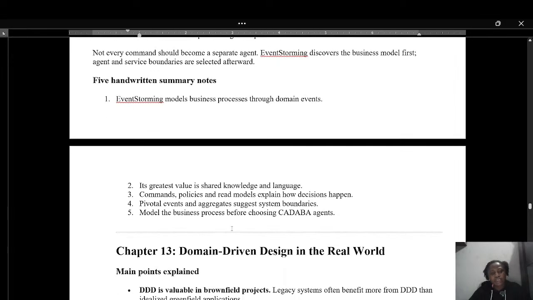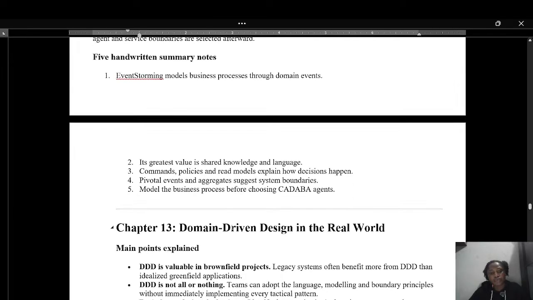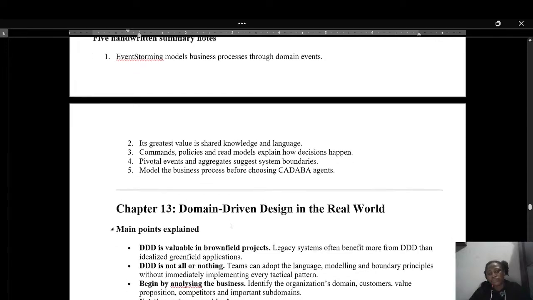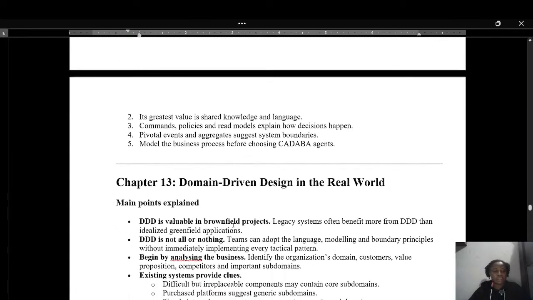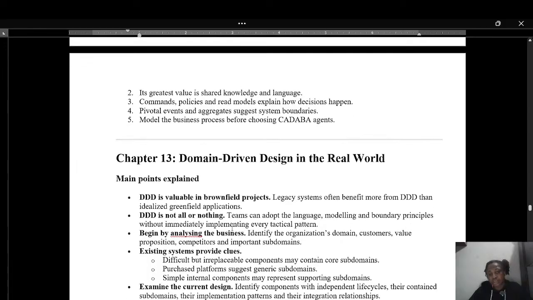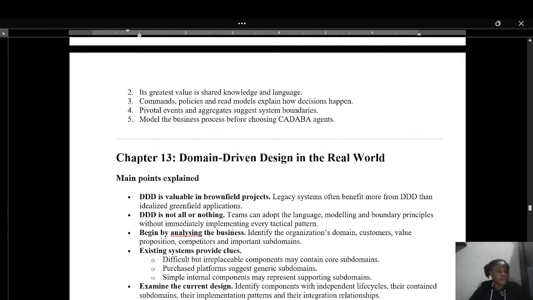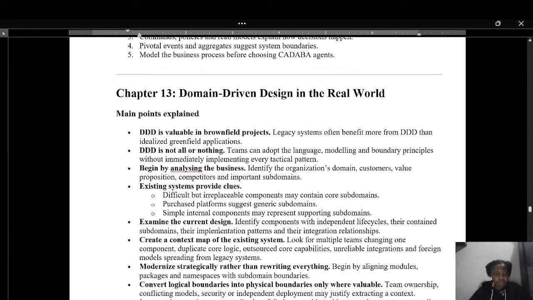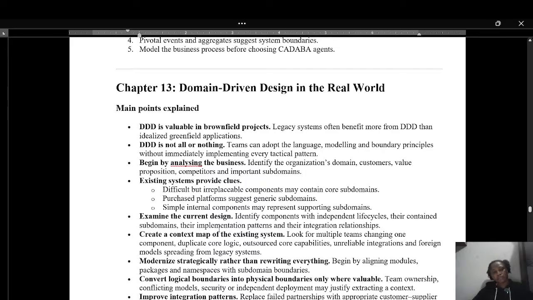So its greatest value is shared knowledge and language. Commands, policies, and read models explain how decisions happen. Pivotal events and aggregates suggest system boundaries, and model the business process before choosing agents. So always make sure you model the business process before choosing agents. Event storming is particularly important before you design an agent for a subdomain in a business enterprise. So that's that about chapter 12.